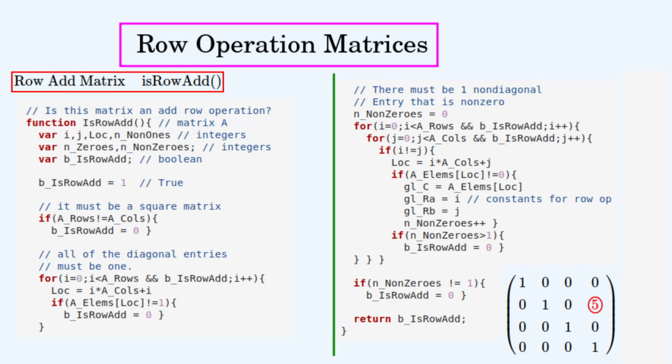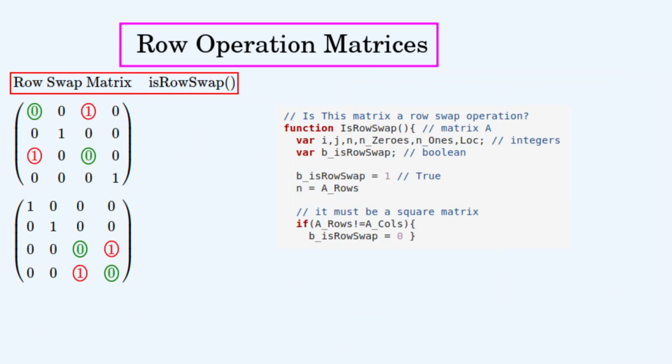row add operation. Now to create a function to tell whether a given matrix is a row swap operation. Here are some examples of this sort of matrix. We'll declare the function with its internal variables and set it to return 1 or true until we can find a condition to set it to be false. And n will be the number of rows and columns of this matrix, because it is a square matrix.